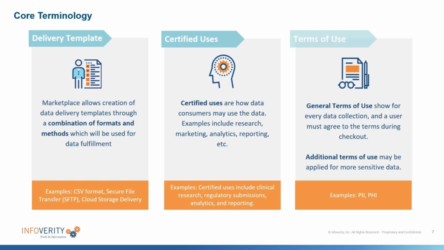Next, we have terms of use. General terms of use are shown for every data collection, and users must agree to these terms before accessing the data. In cases involving more sensitive information, such as personally identifiable information, PII, or protected health information, PHI, additional terms may be applied to ensure compliance and security. These guidelines help maintain the integrity of data usage across the organization while ensuring compliance with legal and ethical standards.